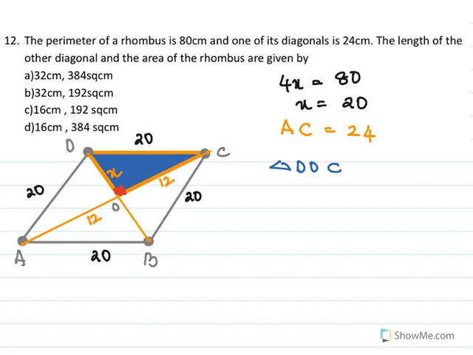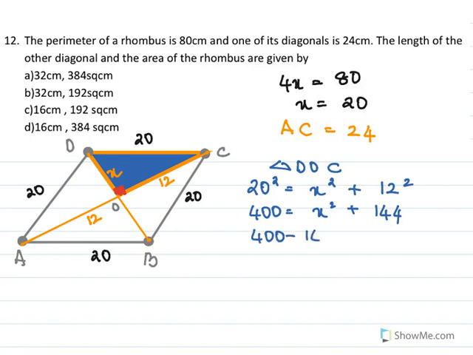We see 20 is the hypotenuse. So we have 20 squared equal to x squared plus 12 squared. So 400 equals x squared plus 144. 400 minus 144 equals x squared. 256 equals x squared. So x is 16. So now we rub this out and we write 16. This is 16, so this also will be 16.